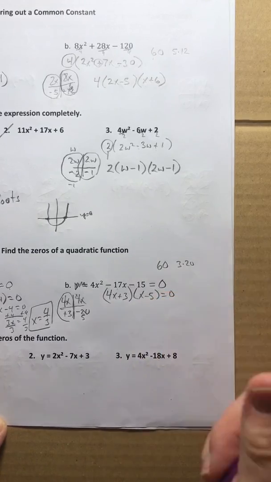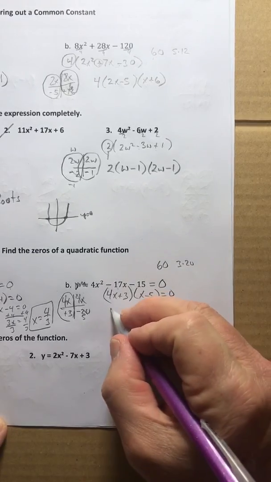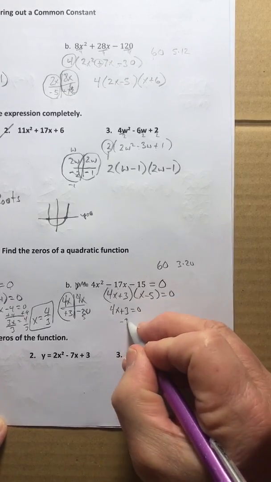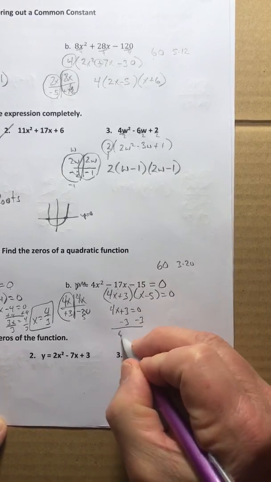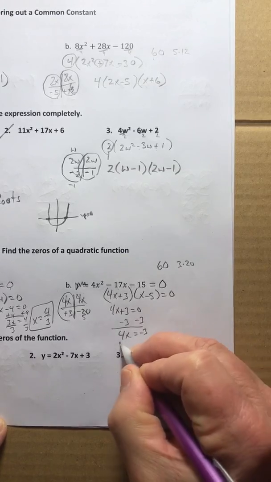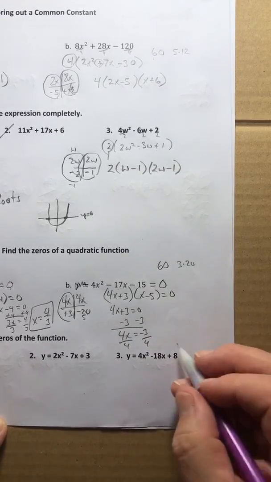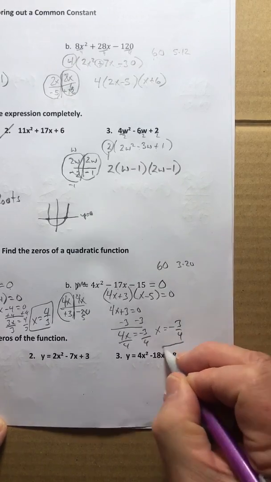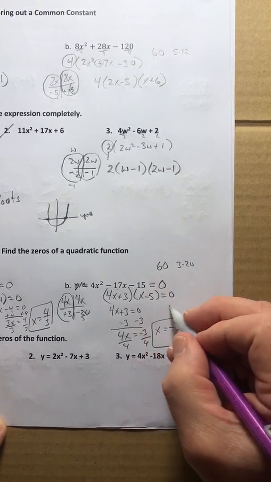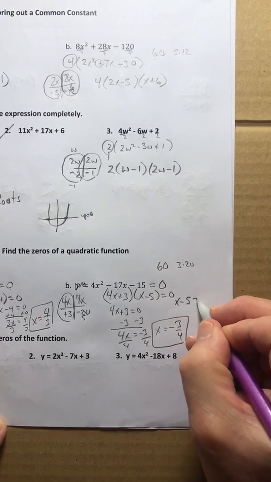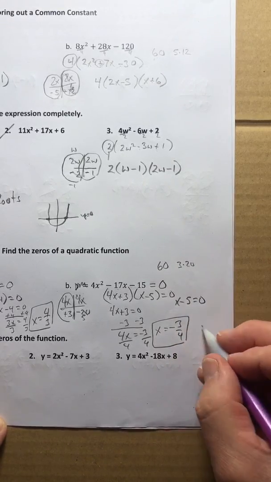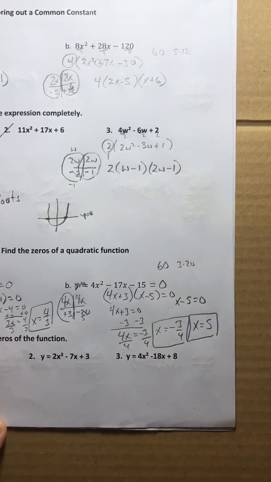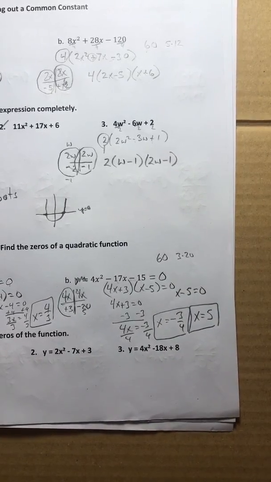Now all we got to do is set these equal to 0 and solve. So 4x plus 3 equals 0. Subtract 3, and we get 4x equals negative 3, and then divide by 4. So we get x equals negative 3/4. So that's our one answer. And then we take our x minus 5, we set that equal to 0, add 5 to both sides, and we get x equals 5. So that's how we get our 2 zeros for that problem.